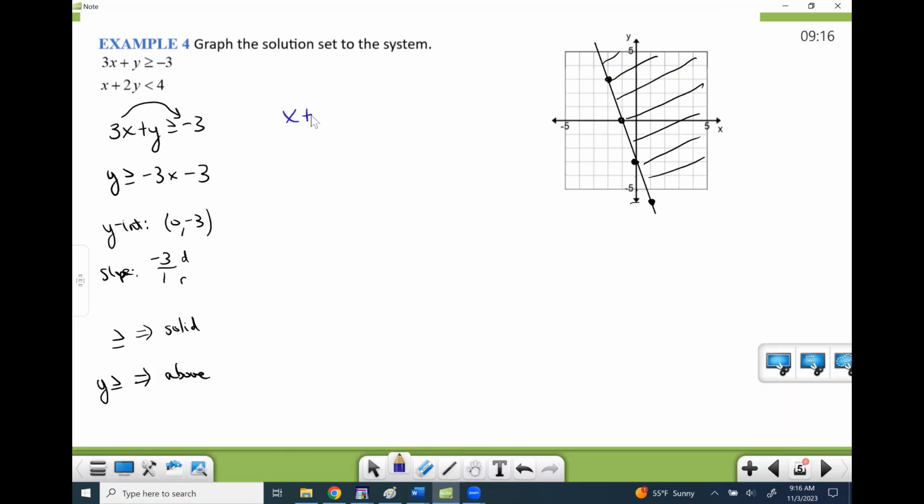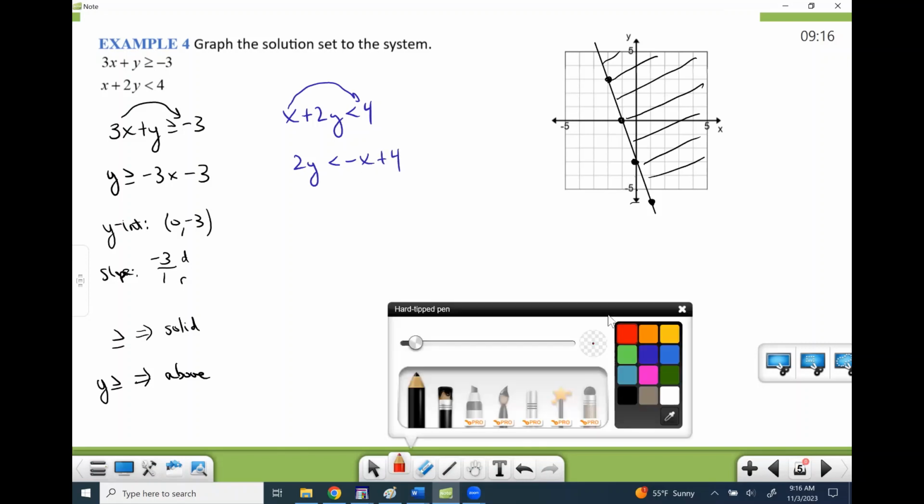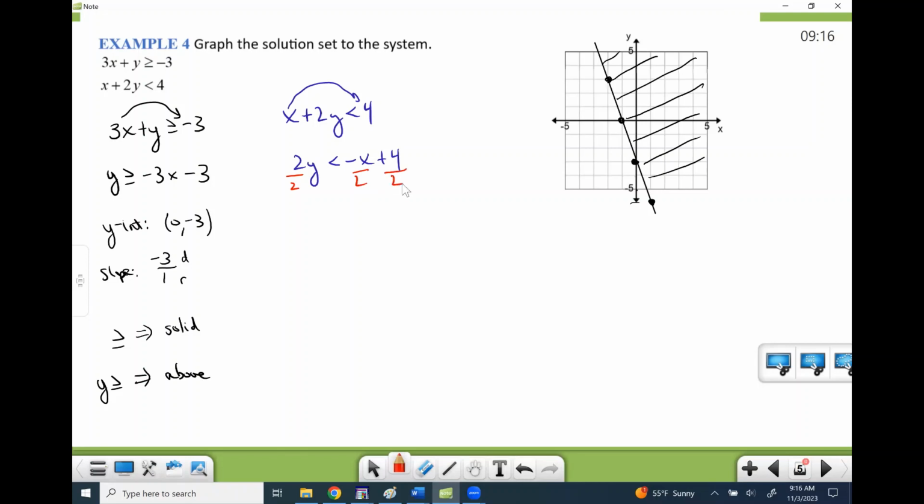Second line is x plus 2y is less than 4. So we're going to move the x over, and then we'll have to divide by 2 for everybody. So we get y is less than -1/2 x plus 2. So our y-intercept is 0, 2, and our slope is going to be -1/2. So we're going to go down and to the right. Okay, so let's go to 0, 2.